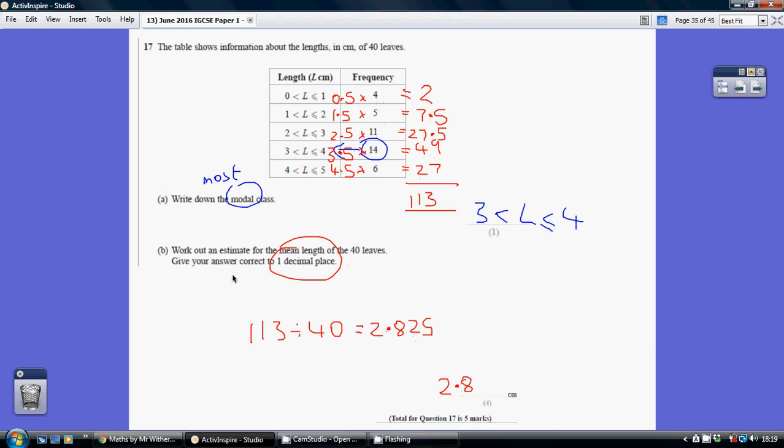Had it not asked for your answer to be rounded, make sure you give the whole answer, the 2.825. Don't just go and say something smaller just because it's an estimate. All right, that estimate was all to do with this assumption at the beginning.